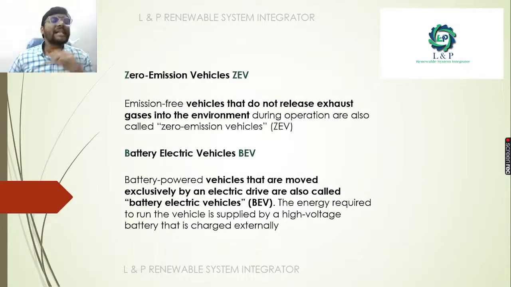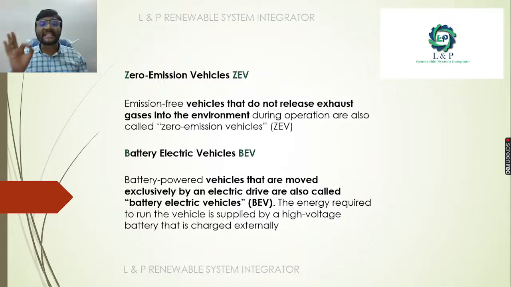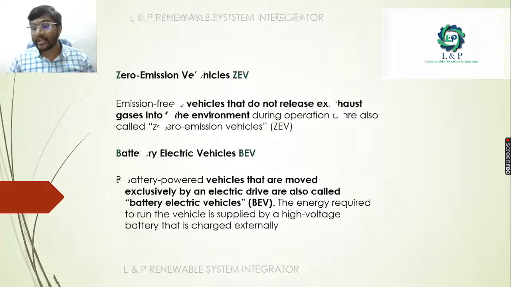What is a zero emission vehicle? A zero emission vehicle is a vehicle that does not release any sort of exhaust gases into the environment. And what is a battery operated vehicle? This is a vehicle that is moved exclusively by electrical drives, also called a battery electrical vehicle.